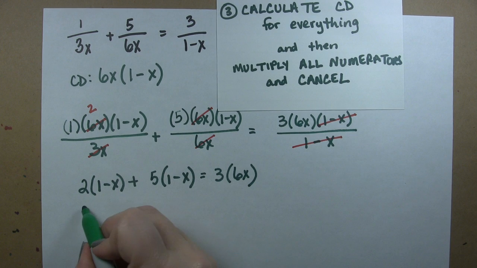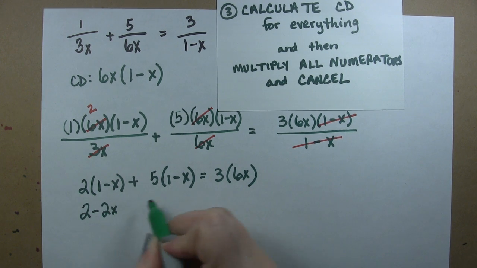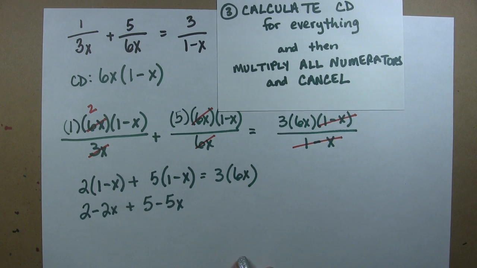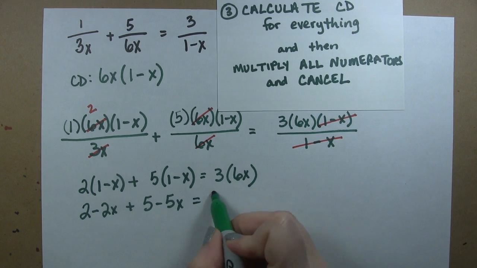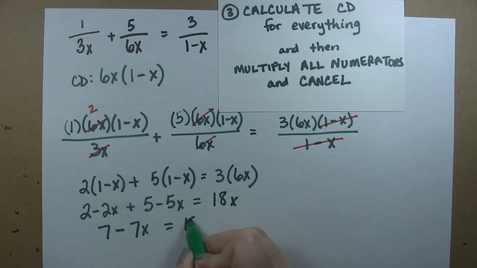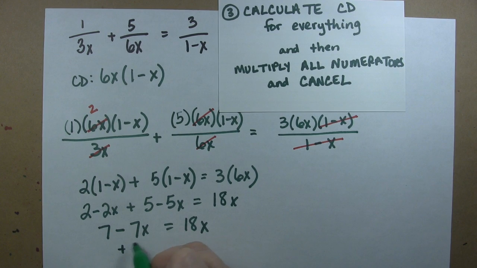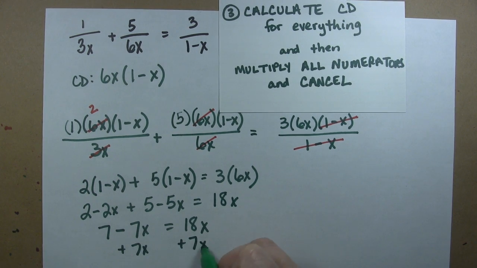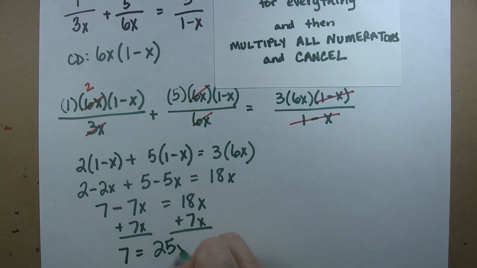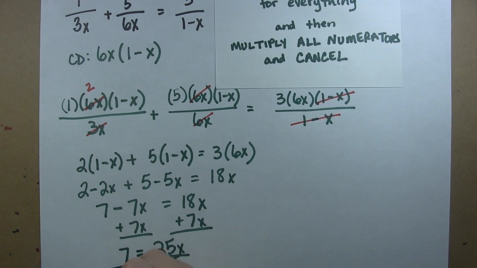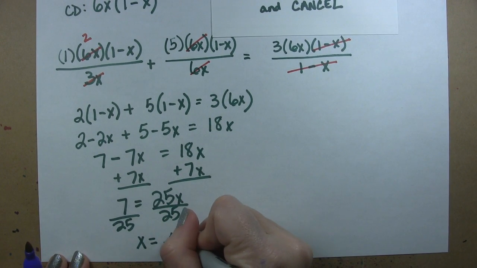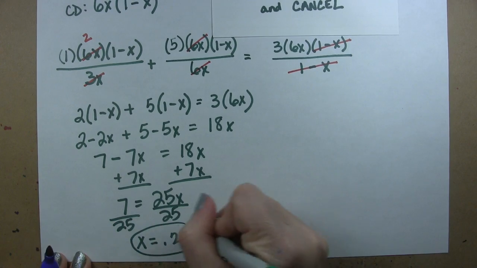That's what's left. So 2 minus 2x plus 5 minus 5x, again just distributing those over the term in parentheses, equals 18x. That's 7 minus 7x equals 18x, and then this should look pretty familiar. You have to add 7x to both sides. You get 7 equals 25x, and when you are done crunching all those numbers, you get x equals 0.28.